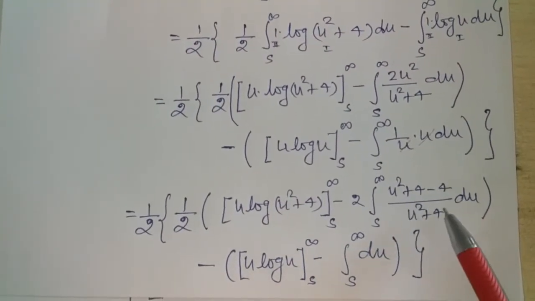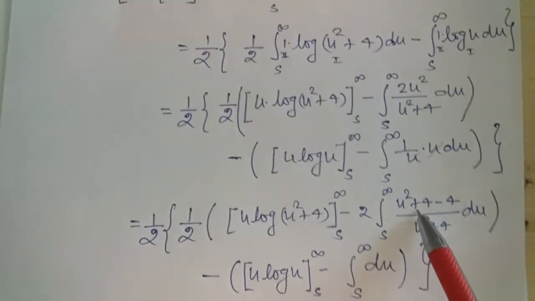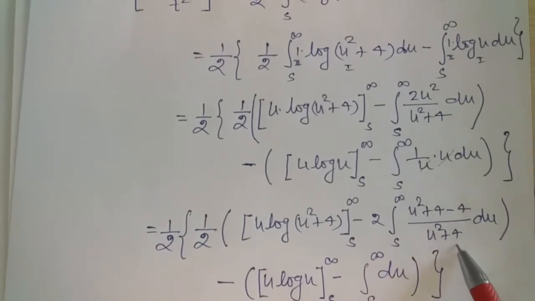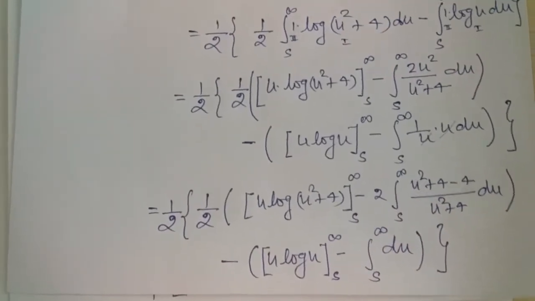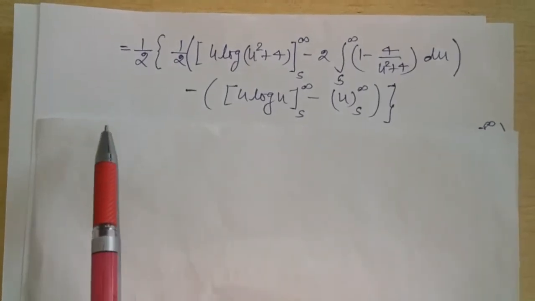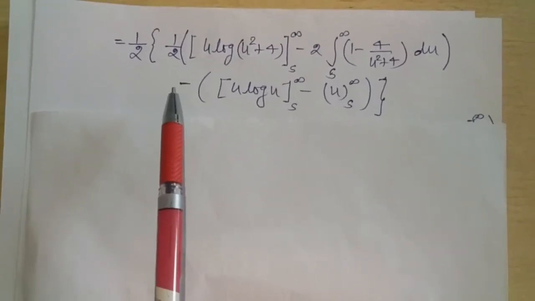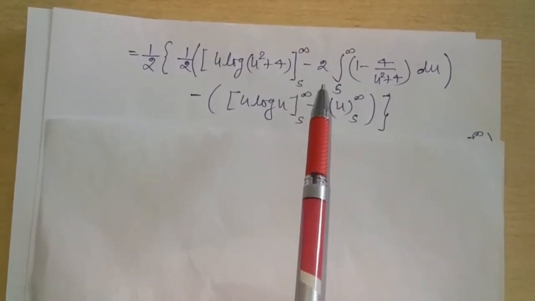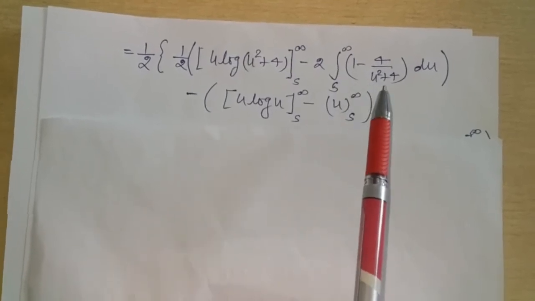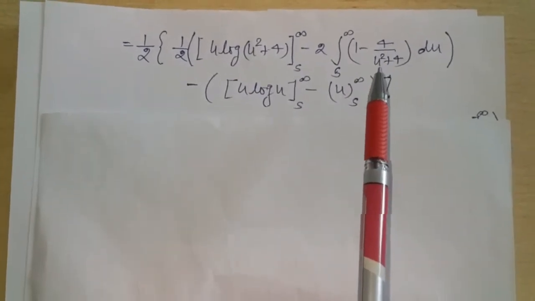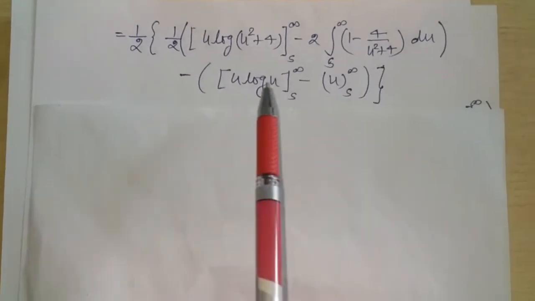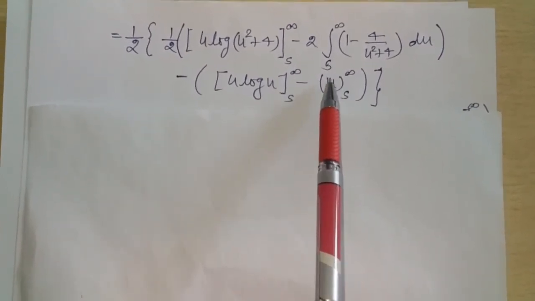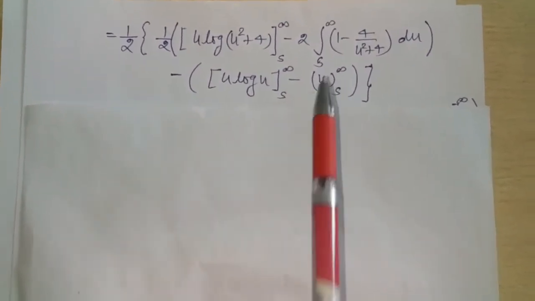Now in this integral we separate the LCM, so (u² + 4)/(u² + 4) is 1 minus 4 upon u² + 4. So we have 1/2 multiplied by [1/2 u log(u² + 4)] from s to infinity, minus 2 into the integral from s to infinity. Here we separate the LCM, so we have 1 minus 4 upon u² + 4 du, minus [u log u] from s to infinity, minus the integral of du, which is u, from s to infinity.